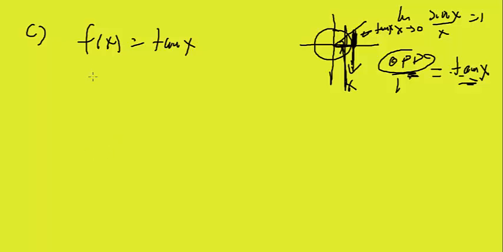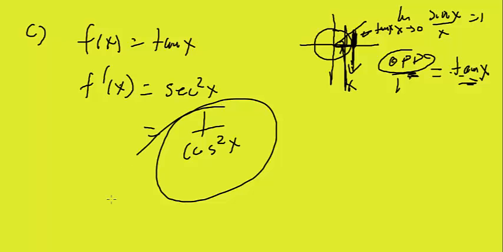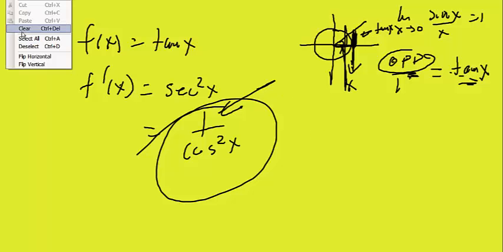Alright, getting back to this. Secant squared x is the same thing as 1 over cosine squared x. Where is that equal to 0? Right, because the only way a fraction can equal 0 is if the top is 0. Top is never 0, so therefore it has no horizontal tangents.